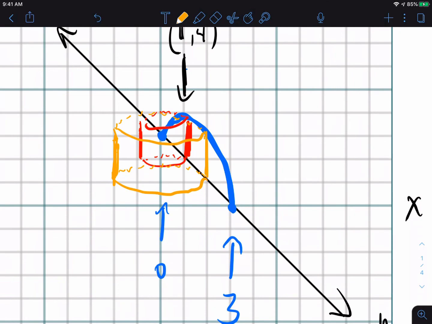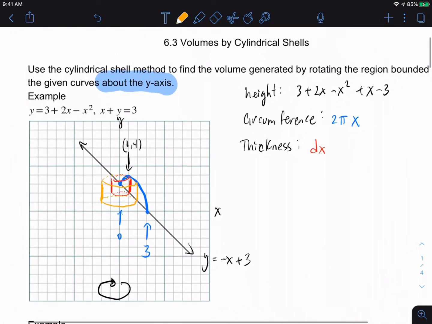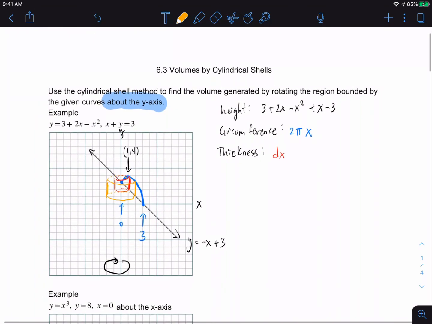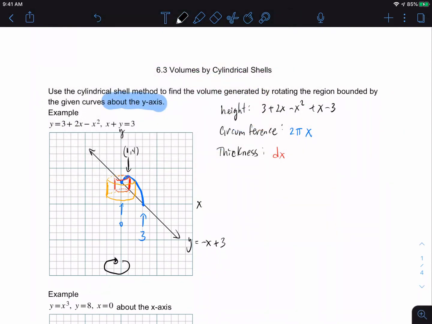So what's happening there is there's just a bunch of them, and then it's following that blue curve, y equals negative x plus 3. And because we have a bunch of cylinders, we have what's called the cylindrical shell method. All right, now, I told you that the bounds were from 0 to 3.